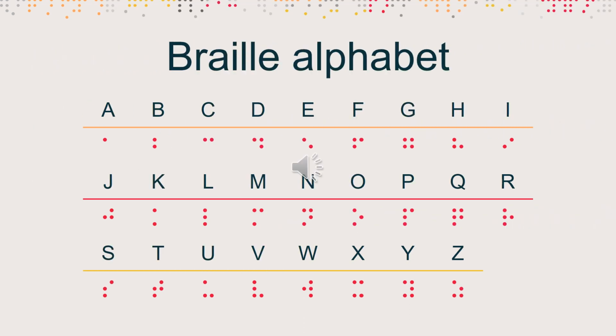Finally, here are the 26 letters of the Braille alphabet. Remember that the foundation of these letters is the Braille Cell. And the pattern begins with the first 10 letters. Take note that Braille is not a language. It is a system of reading and writing used by people who are blind and visually impaired.